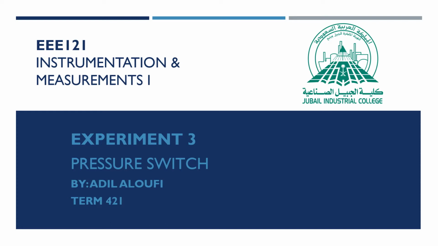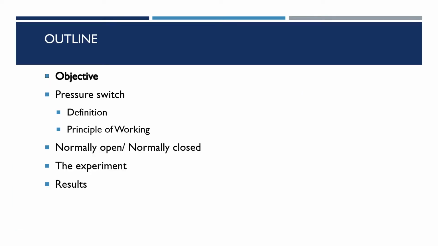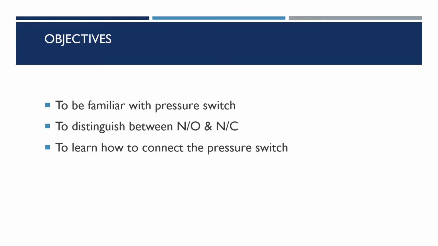Today we're gonna talk about our third experiment, which is basically about the pressure switch. So this is our outline for today's experiment. First, we're gonna introduce what we mean by pressure switch. We're gonna define it, and then talk a little bit about how it works in principle. After that, we're gonna define the difference between normally open and normally closed, and later on we're gonna see the connection in the experiment.